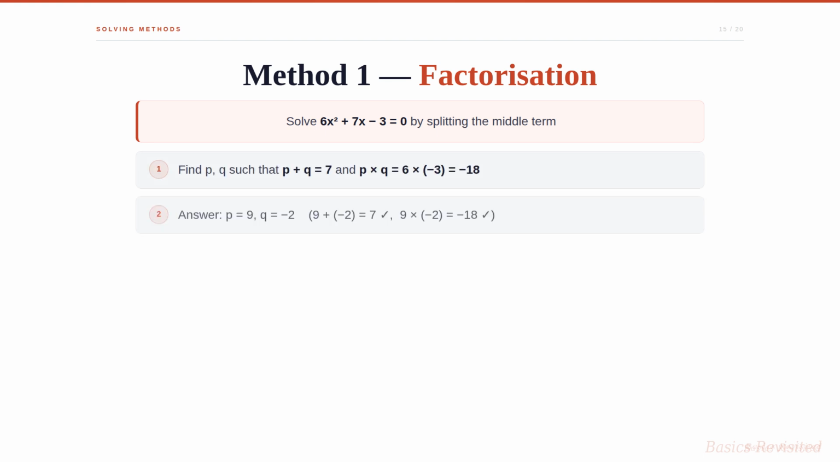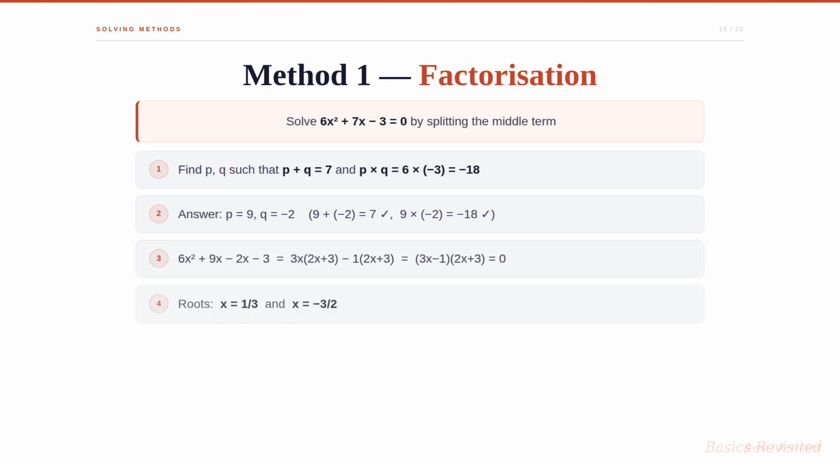Step 2. The numbers are 9 and -2. Check. 9 plus -2 equals 7. Correct. 9 times -2 equals -18. Correct. Step 3. Rewrite as 3x times (2x plus 3) minus 1 times (2x plus 3). Take out the common bracket, 2x plus 3. Step 4. The roots are x equals 1/3 and x equals -3/2.